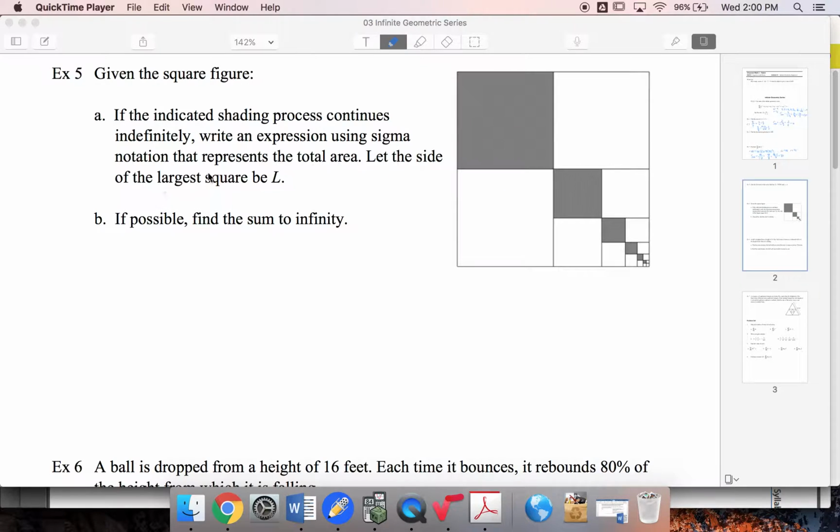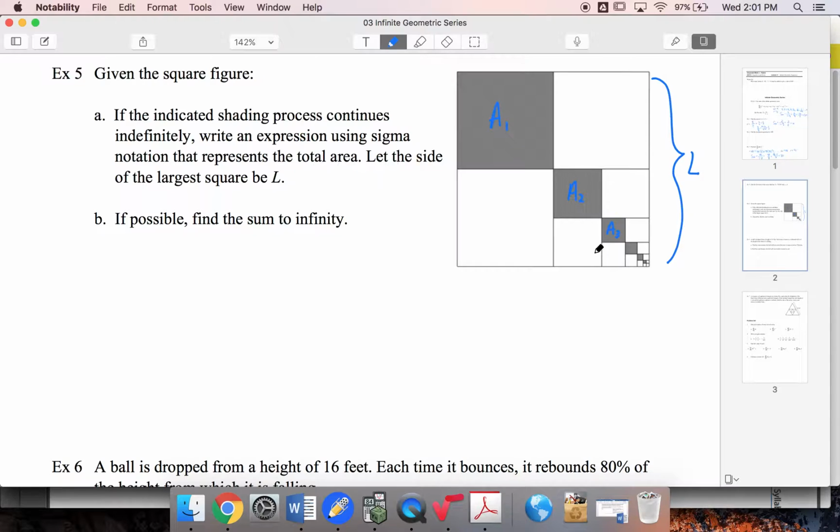Well, if we're looking at the side of the largest square as L, so this whole side is L, and what we're looking for is an expression where we add all the shaded areas. So even though I know that technically I could keep going smaller and smaller inside of here, my area is bounded inside this original square. So I want to find sigma notation for area 1 plus area 2, area 3, etc.